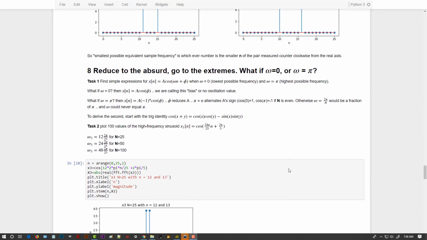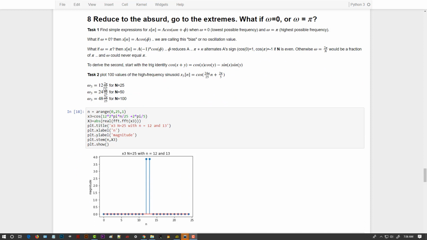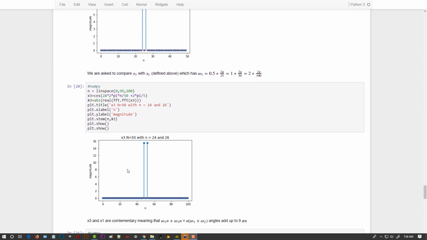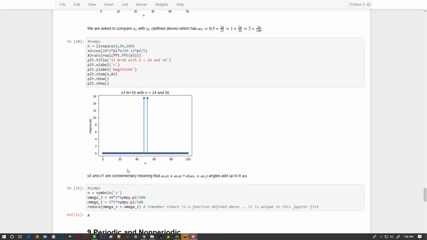This next section forces us to look at this when the number of samples gets larger than 25. So we're actually collecting 2 cycles of data here and 4 cycles of data here. And what we do is we show that the stem plots, the DFT, doesn't change.